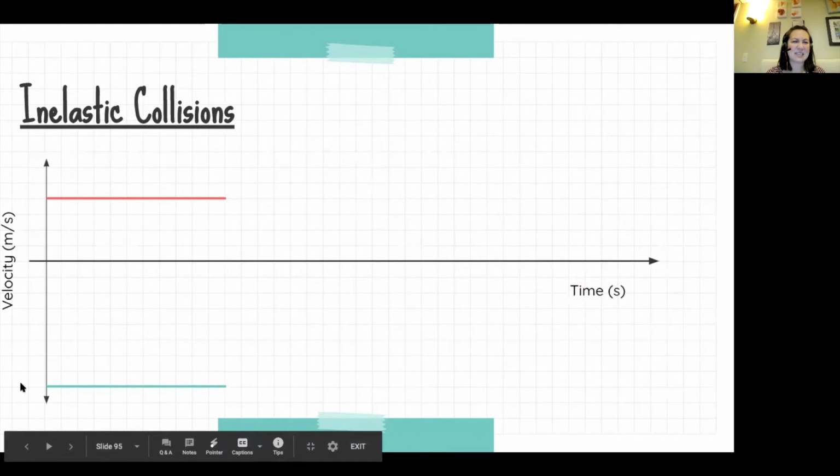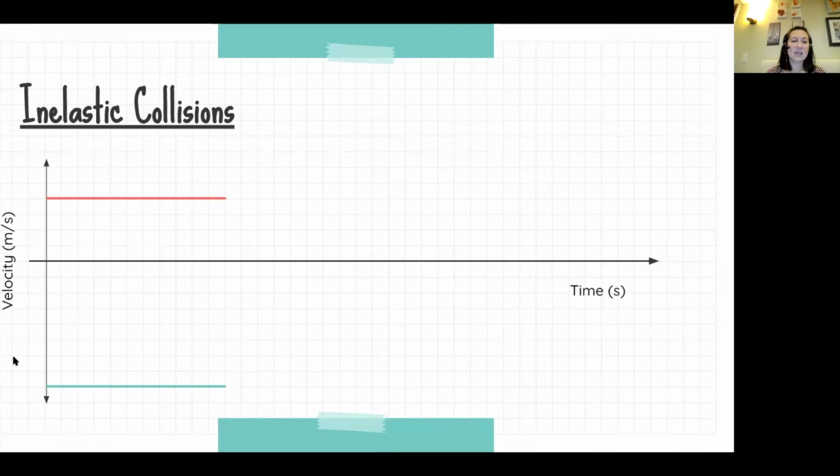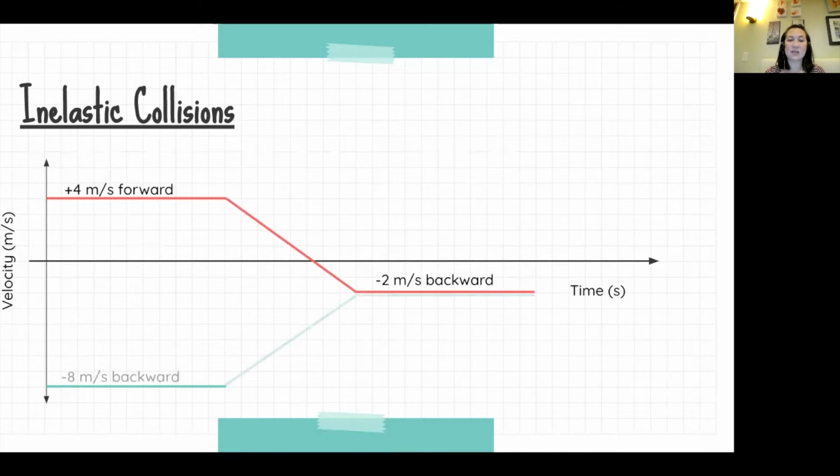Sticky. So, let's say I have one football player running to the left, that's blue, and one football player running to the right, that's red. The collision occurs, and red gets pushed backward and blue slows down. Its velocity was -8 before, and now is -2. It slows down because it transferred momentum to red. Now they move at the same speed at the end.